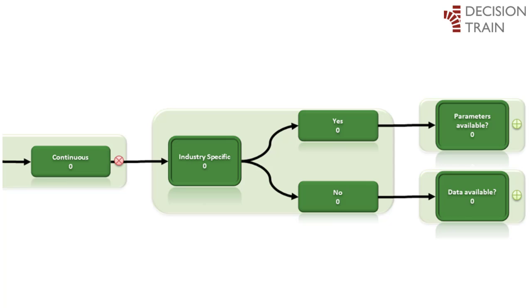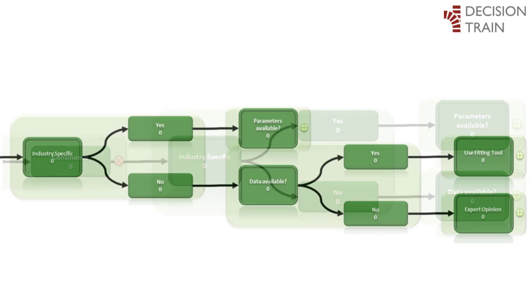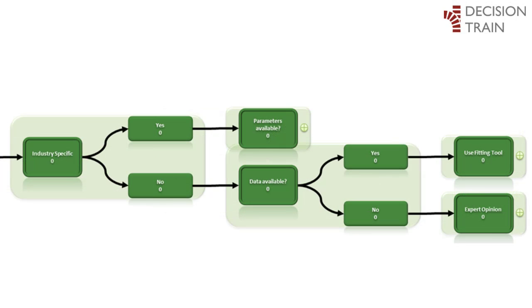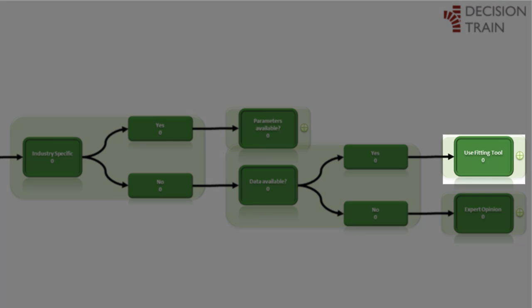Thus, the next question to ask is whether there's relevant data available. Selecting a distribution with available data. Assuming that there's available data, we can use @RISK's fitting tool.